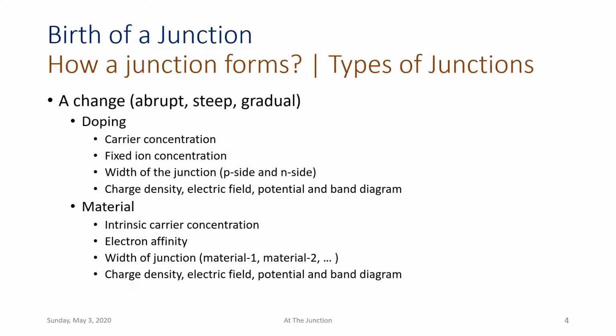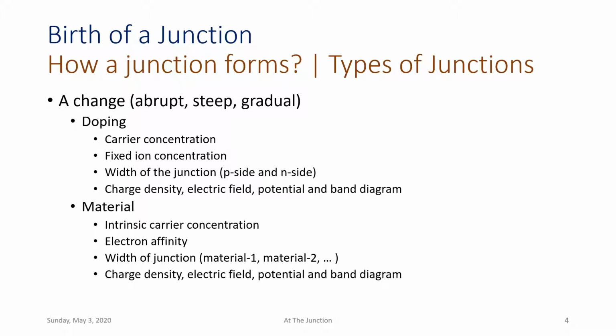And obviously it would be the P side on one side of the junction and the N side on the other side of the junction. And because of these fixed ions, we have a charge density developed at the junction that causes the electric field, that causes the potential, and hence the energy band diagrams.